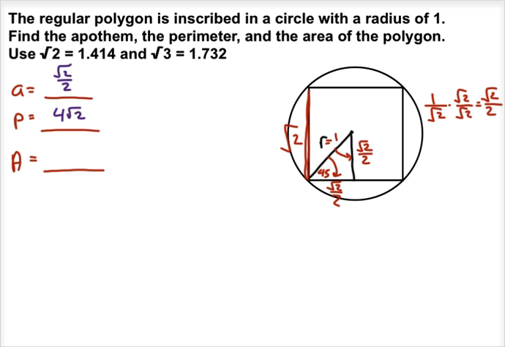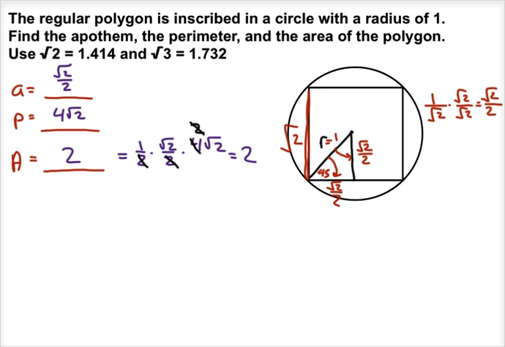And my area, I know, is going to equal 1/2 times the apothem, square root of 2 over 2, times the perimeter, which is 4 square roots of 2. And if I look, I can do some reducing. 2 goes into 4 twice. The 2's reduce. And the only thing that's left is the square root of 2 times the square root of 2 is 2.